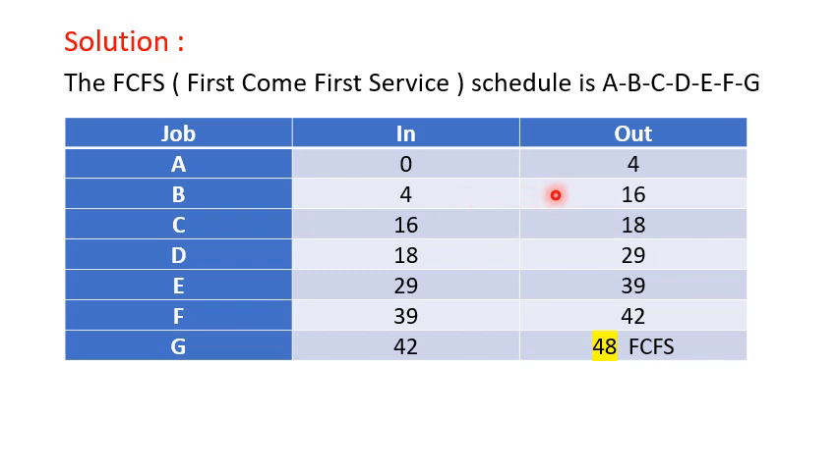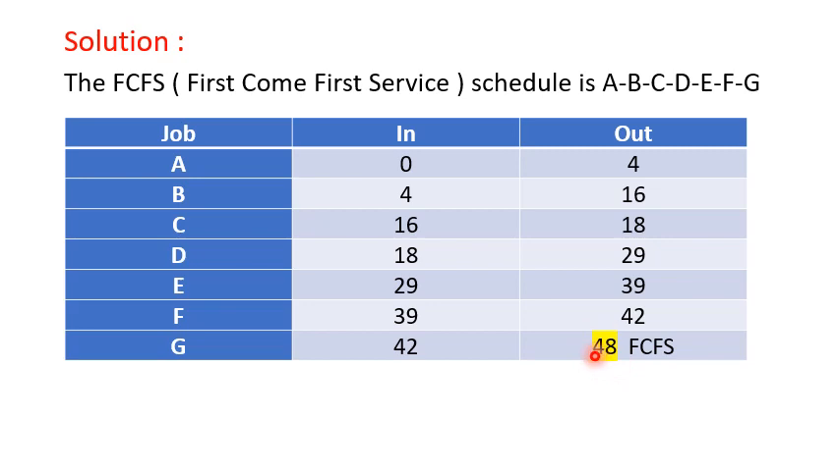So 4 plus 12 is 16. So C gets in at 16 plus 2 days, it is 18. D comes in at 18, and it takes its 11 days of time, so it comes out at 29. E will now start at 29 and takes 10 days of processing, and will get out at 39. F will start at 39 and will take its time of 3 days, so it will be over by 42. G will now be processed on the machine, and it will take its processing time of 6 days, and it will be over by 48.